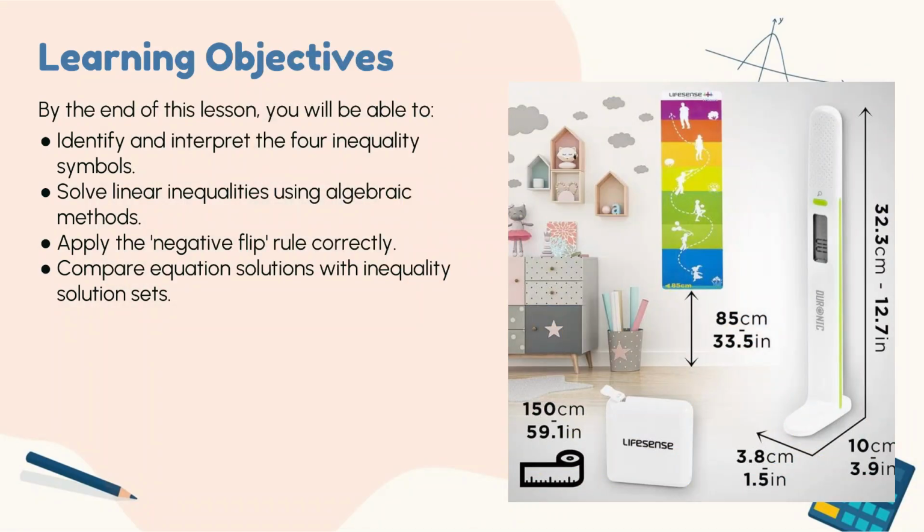By the end of this lesson, you should be able to identify and interpret the four main inequality symbols. You will learn how to solve linear inequalities using similar methods to solving equations. You will understand when and why we use the negative flip rule. Finally, you will compare equation solutions with inequality solution sets. The key idea today is that inequalities do not usually give just one answer. They describe a range of values that make a statement true.